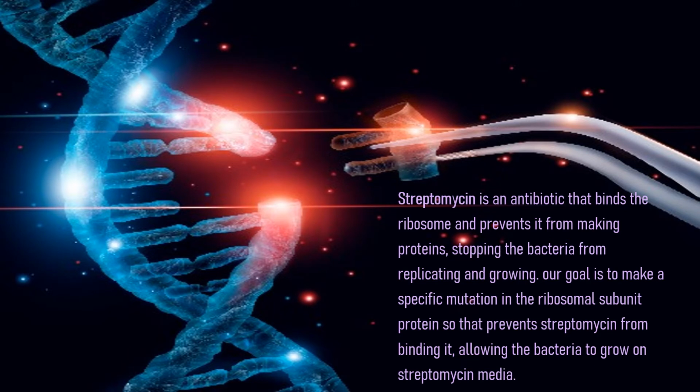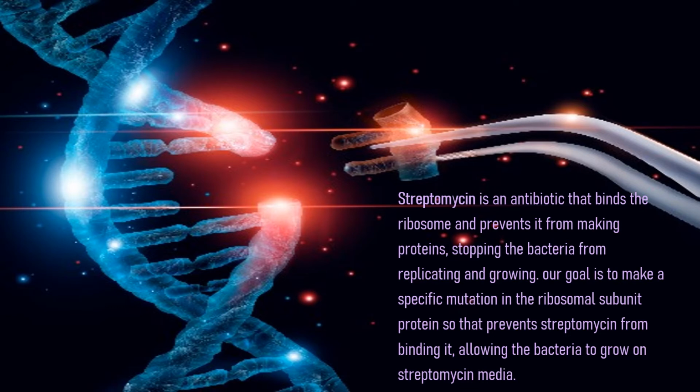In the project, we will do a CRISPR gene editing experiment. Specifically, we will use CRISPR to modify the genetic DNA of E. coli so that it becomes streptomycin resistant. Streptomycin is an antibiotic that binds the ribosomes and prevents them from making proteins, stopping the bacteria from replicating and growing. Our goal is to make a specific mutation in the ribosomal subunit protein so that it prevents streptomycin from binding it, allowing the bacteria to grow on streptomycin media.